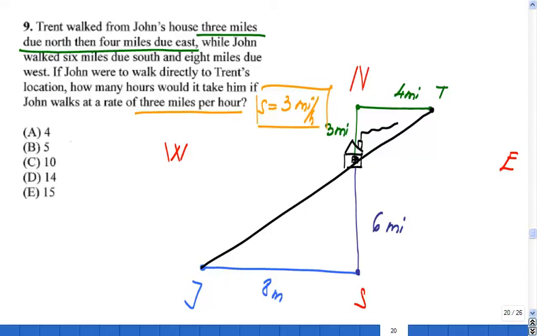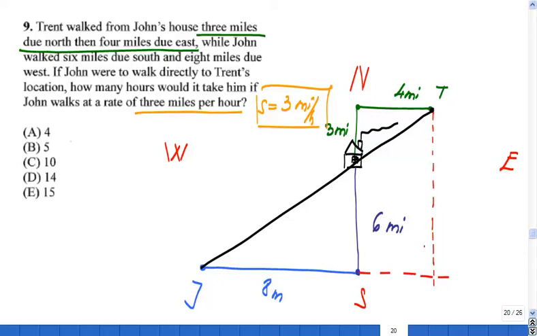Well, there are many ways. Maybe some of you have already figured it out. I mean, this is not so complicated. You guys can see that if you draw a line here from Trent down and parallel to the line north-south, and then you draw a line that will extend John's west travel to the west.